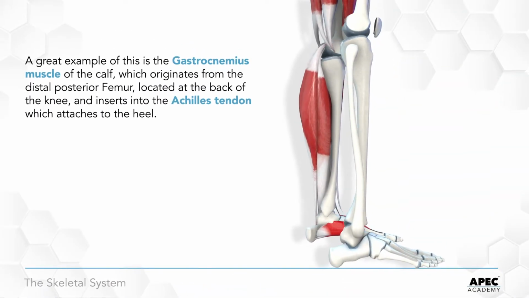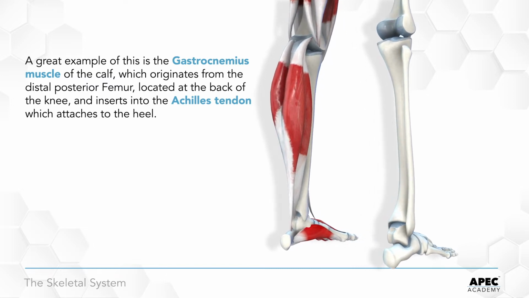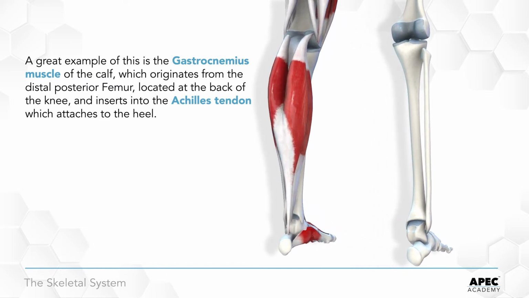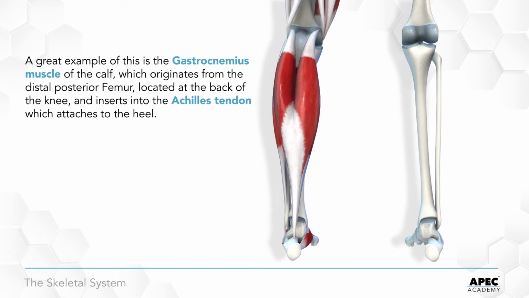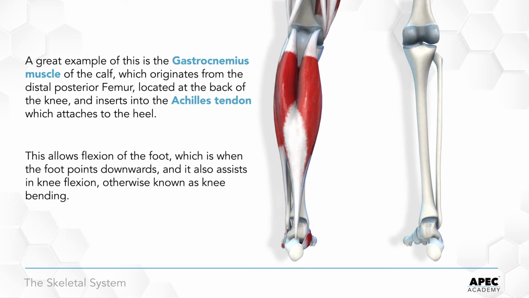A great example of this is the gastrocnemius muscle of the calf, which originates from the distal posterior femur, located at the back of the knee, and inserts into the Achilles tendon, which attaches to the heel. This allows flexion of the foot, which is when the foot points downwards, and it also assists in knee flexion, otherwise known as knee bending.